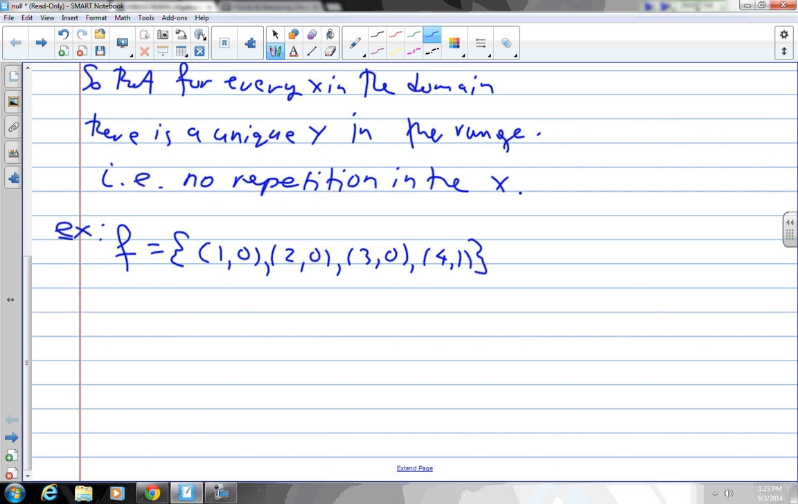What is the domain of f? I'm going to write it like this: 1, 2, 3, 4. What is the range of f? 0, 1. Right? It's (4, 1), close parenthesis. But you can make it whatever you like. Doesn't matter. We'll just change the range here. Is that okay? Make sense?